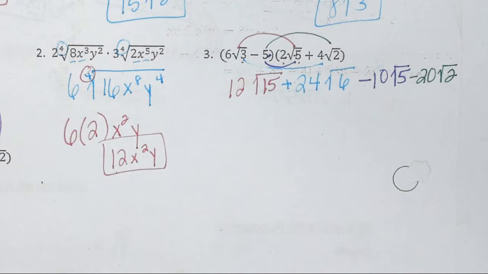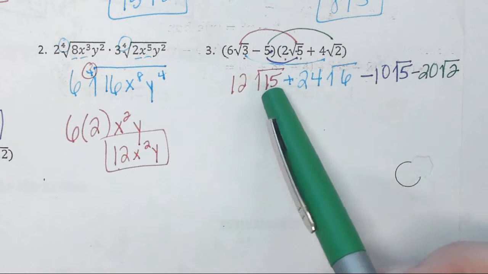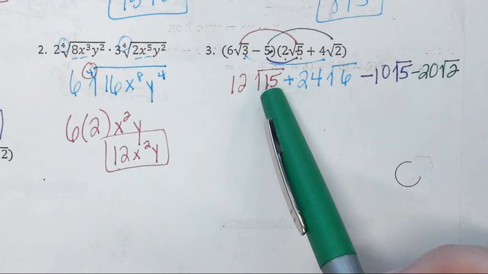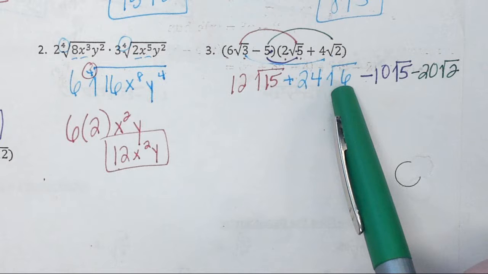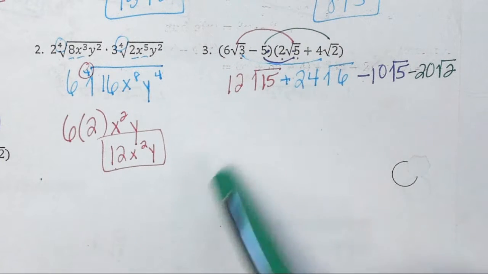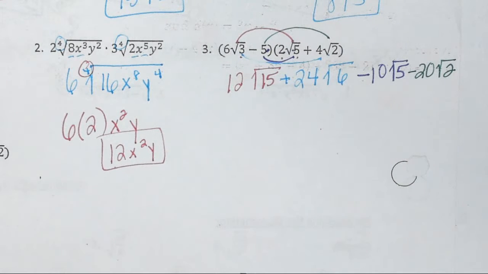So life's not looking too good right now because we can't combine any of these. Can we break 15 down into any perfect squares? No, because it's 3 and 5. It's not going to work. Can we break 6 down into any perfect squares? No, because it's 2 and 3. And then 5 and 2 we can't break down either, so literally that's our final answer. That is as good as we can get. Foiling, you see.